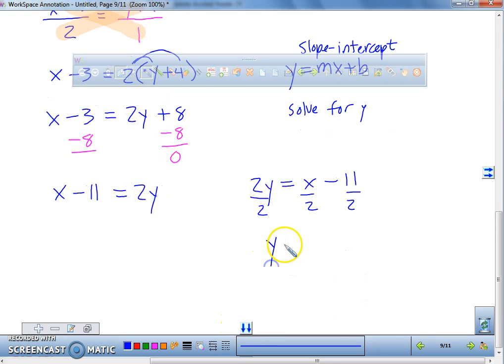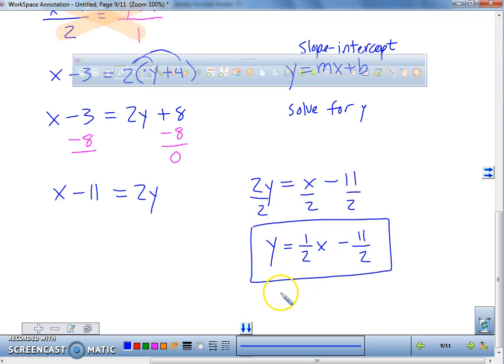And you get y equals, now x divided by 2 is the same as a half of an x minus 11 over 2. What would the slope be in this one? The slope is a half. What's the y-intercept? Negative 11 halves. I know some of you like decimals, so negative 5.5. This would be your answer in slope-intercept form.